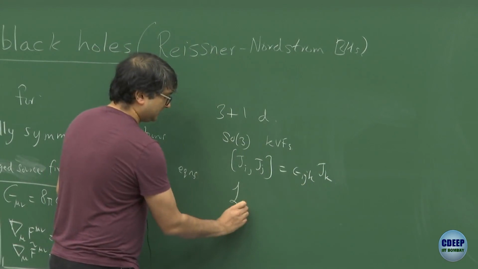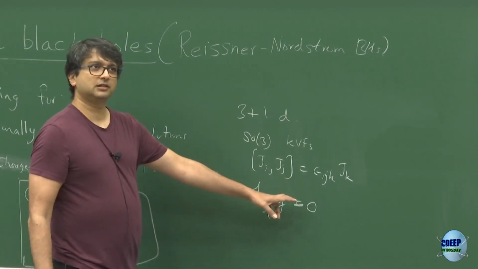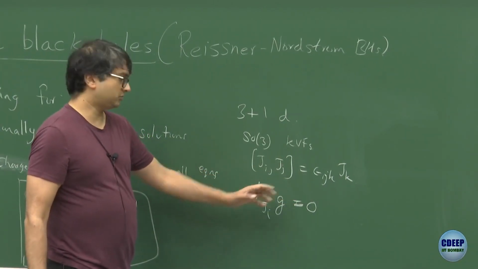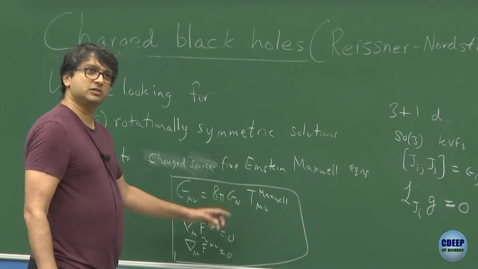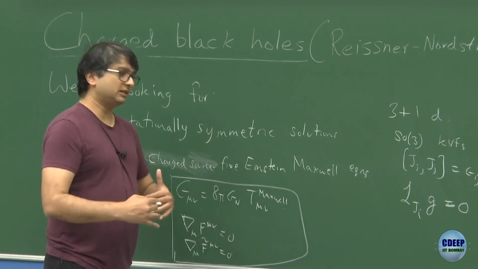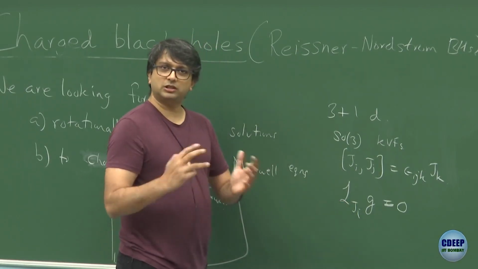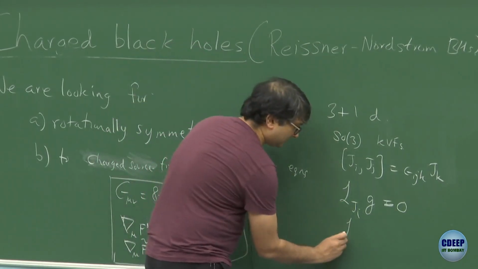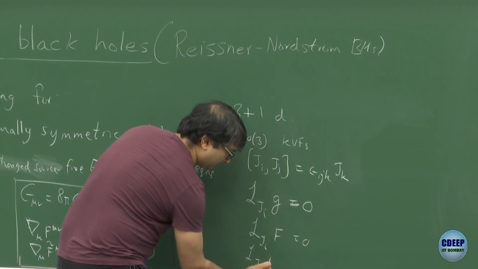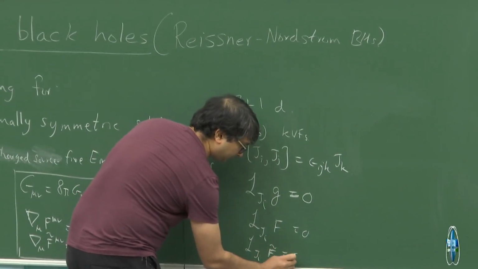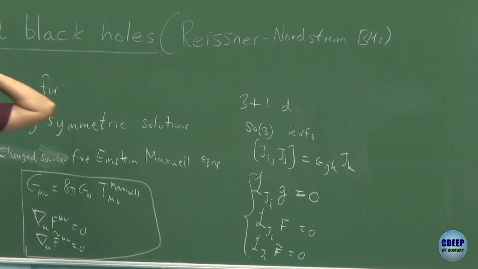And secondly, this is 0 by definition since they are Killing vector fields: g under a diffeomorphism by these Killing vector fields does not change. But also, because we are looking for solutions to the Einstein-Maxwell equations which are rotationally symmetric, the electric and magnetic fields should also have the same symmetry. That is, under rotation, the electric and magnetic fields should not change. So that also means that the Lie derivative along J_i of F is 0 and of F twiddle is 0. So we're looking for solutions in this class. That's what we mean when we say we're looking for solutions with rotational symmetry.